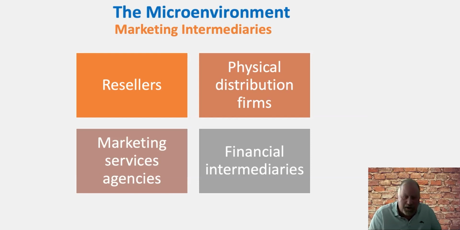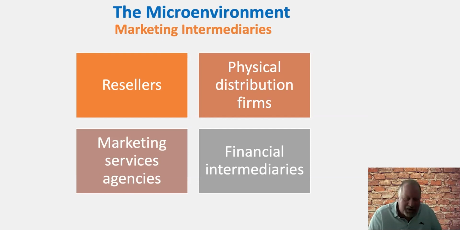So for example, they may contract with an advertising agency that helps them with their advertising spots and actually builds their advertising plan. They may contract with a market research firm that helps them to run market research studies to be able to understand customer decision-making or monitor their environments. So that's what we call marketing services agencies.